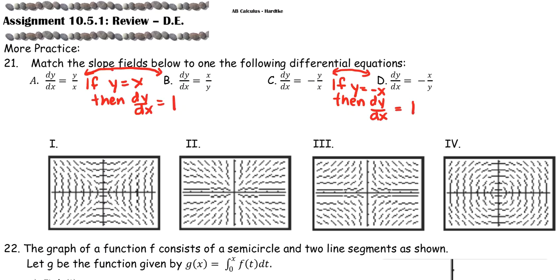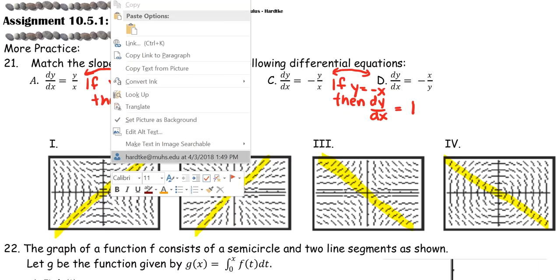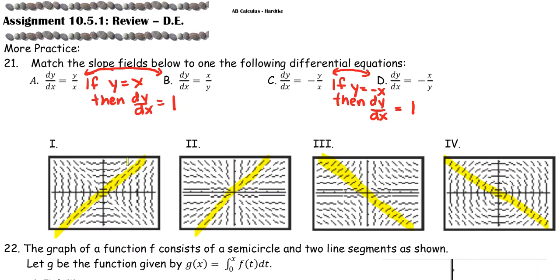If y is equal to the opposite of x, then dy dx would be equal to 1. So let's highlight here our 45-degree line. Notice here that we have slopes of positive 1 on the 45-degree line, and here we have slopes of 1 on the negative, or the 135-degree line. So we have already narrowed down that 3 and 4 are going to match up with C and D, and Roman numerals 1 and 2 will match up with A and B.